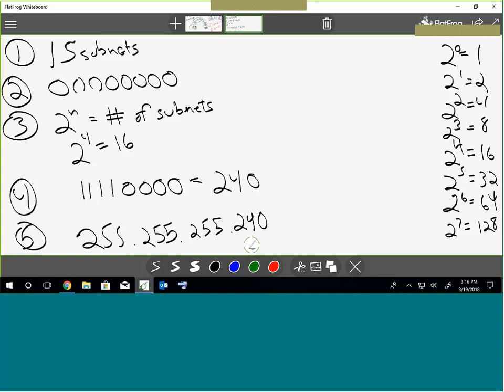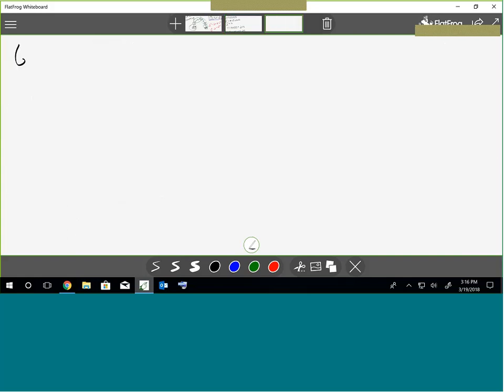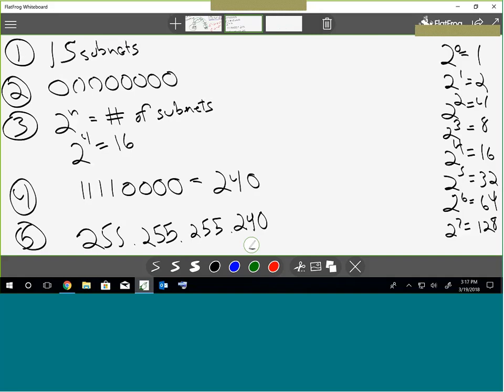255.240. So that's your new mask for all of your subnets. Okay? And then now step 6 is determine your variable. When you go to determine your variable, you look at the highest order bit, left or right, and find out what the value is. What's the value right there in that bit position?